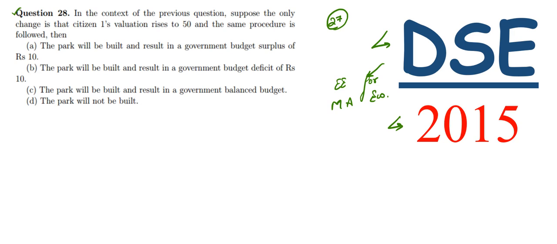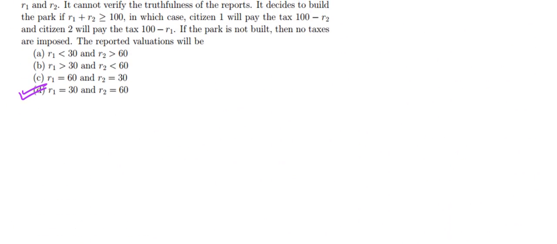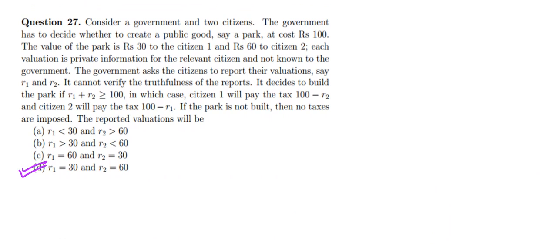Question 28 says, in the context of the previous question, suppose the only change is that citizen 1's valuation rises to 50 and the same procedure is followed. This question has no information of its own and is asking us to take the previous question's information. So let us go to the previous question that we already solved in our last video, and go through it once again.